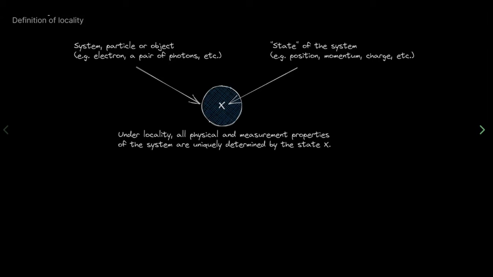And we say that these objects have a state, basically properties that characterize this object. Examples include position, momentum, charge, and so on. And under the assumption of locality, all physical properties of the particular system we are studying are uniquely determined by the state of that system, which I've indicated as X here.